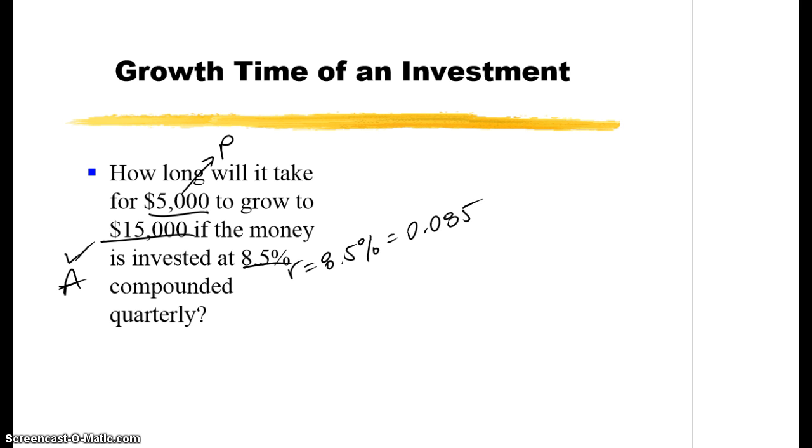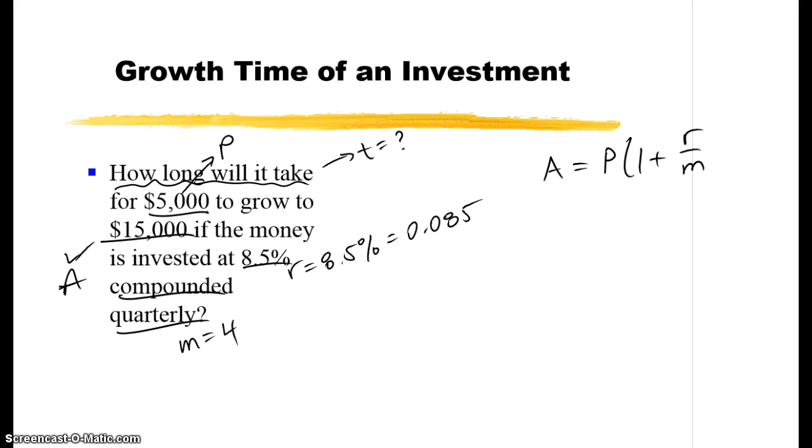8.5% is our r, right? 0.085. And what else do we have here? Compounded quarterly means that we have 4 compounding periods. How long will it take means right off the bat that we're looking for t. That's what's unknown. So you must remember your formula for compound interest. It looks like this. And let's start plugging in what we know and what we don't know.